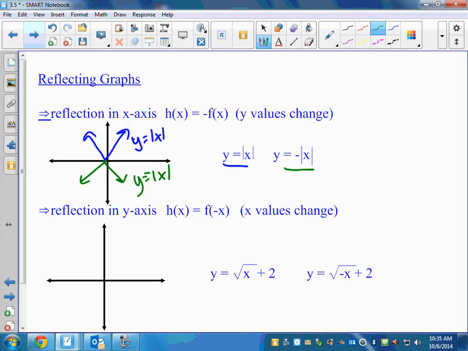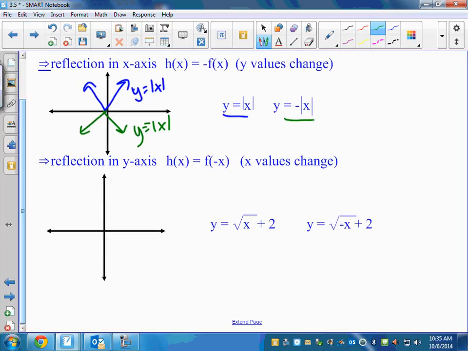So let's graph both of these just so you can see what happens if I have a reflection and a plus 2 on the outside at the same time. What does a square root graph look like again?